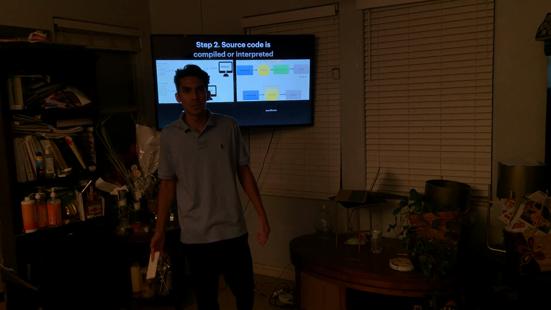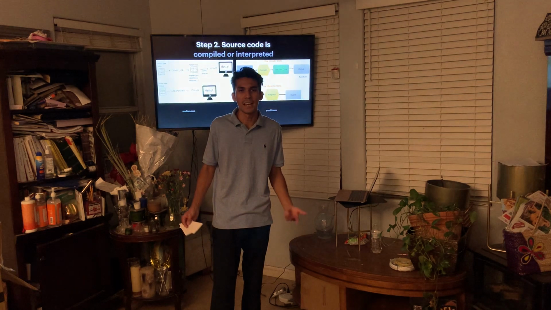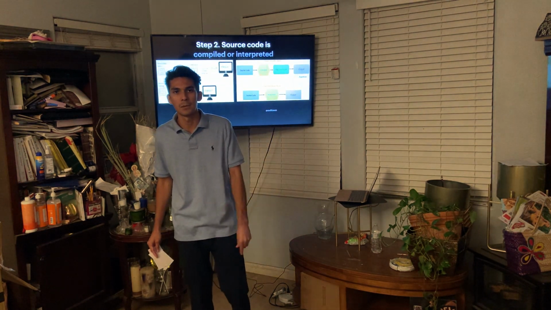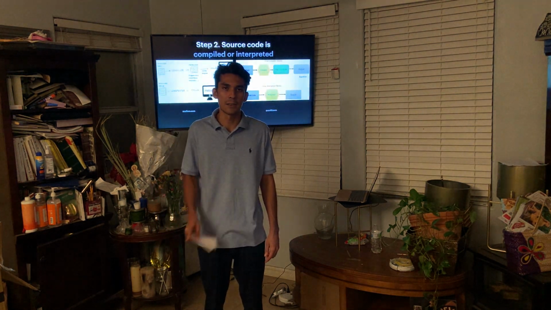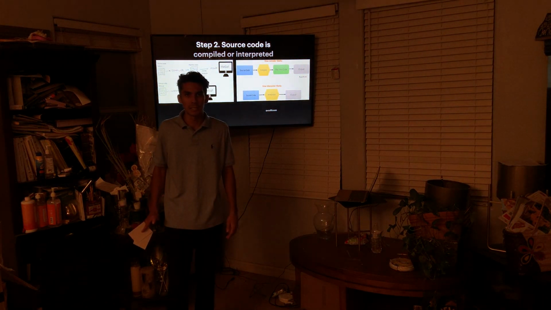Now, on the other hand, an interpreter takes your source code and converts it line by line. So if you get errors, you only get 1 error at a time, starting with the first error that's encountered. Now, only when your program is free of errors can you move on to step 3.